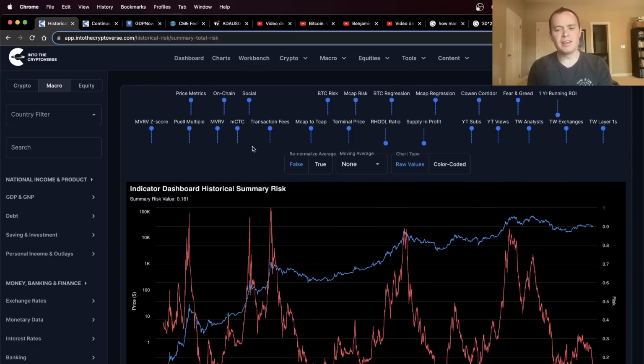You can see that the constituents of this metric include the Bitcoin risk metric, which is another Bitcoin price-specific risk metric that depends nothing on the social risk or the on-chain risk. We have the total market cap risk, logarithmic regression risk, market cap regression risk of the entire asset class, a corridor that I created, the fear and greed index, the MVRV Z-score, the Puell multiple, the MVRV score, the miner cap to thermal cap ratio, transaction fees, market cap to thermal cap ratio, terminal price, and then YouTube subs, YouTube views, Twitter analysts, Twitter exchanges, and Twitter layer ones. Okay, so there's exchanges on Twitter and layer ones on Twitter and then followers to those accounts.